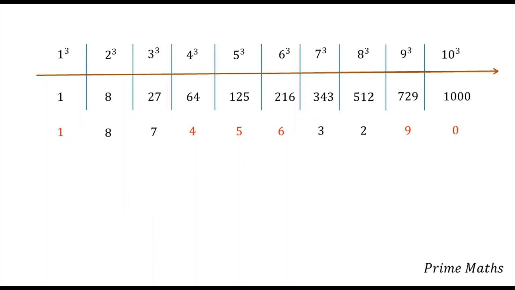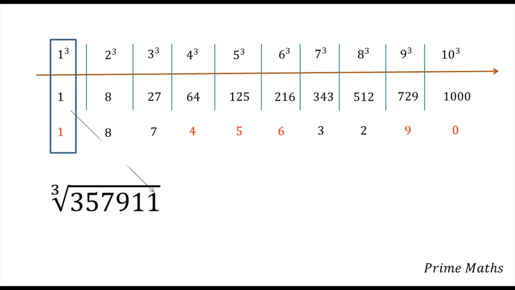Next we take another example to understand the method. Here we have to find the cube root of 357,911. First, we have to note down the last digit of the number, which is 1 in this case. Now, see that 1 cube ends with 1, as I have told earlier. We need to remember this.